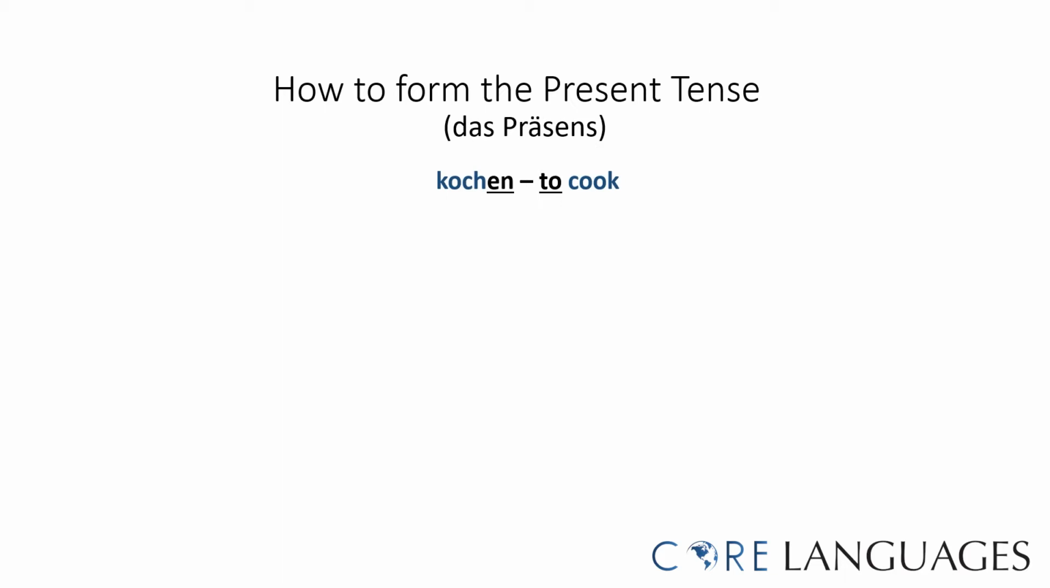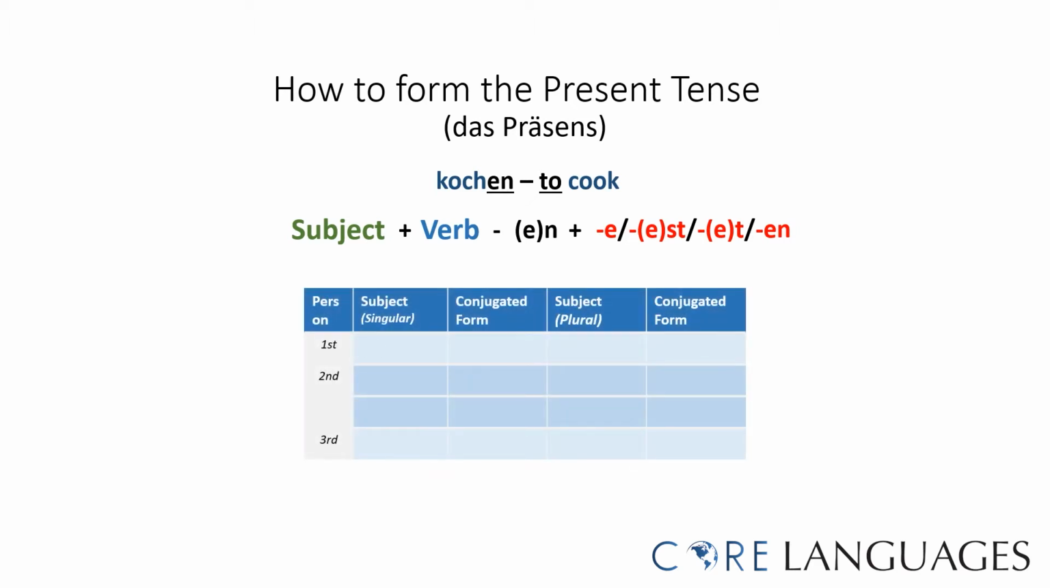Koch is the base verb or the stem. To conjugate, we need a subject and the verb, but then we remove the verb ending en and add one of these verb endings, e, st, t, or en, depending on the subject of the verb. The first person, ich, has the verb ending e. Du, the second person singular, has the verb ending st. Formal you, or Sie, has the verb ending en. The third person, er, sie, es, has the verb ending t.